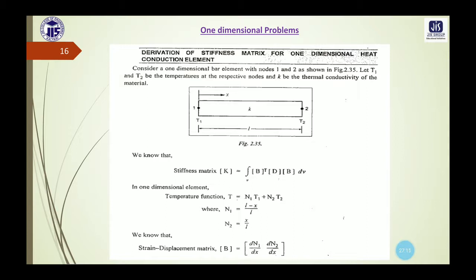Now for this one-dimensional bar element, the formula of the stiffness matrix K is equal to the integration over volume of B matrix transpose multiplied by D matrix multiplied by B matrix dV. So this is the mathematical representation of the stiffness matrix K.